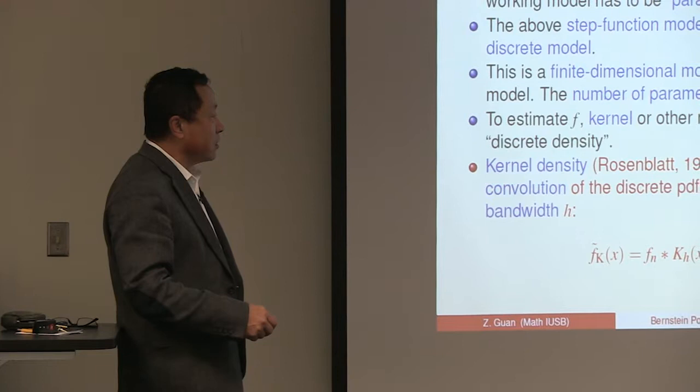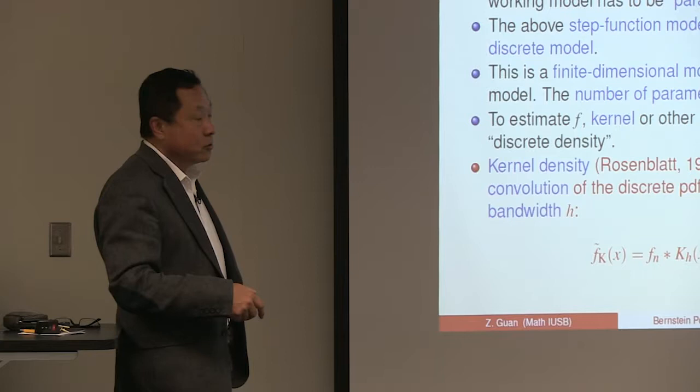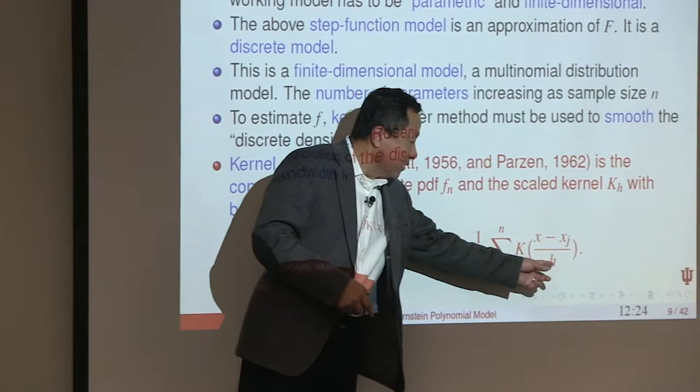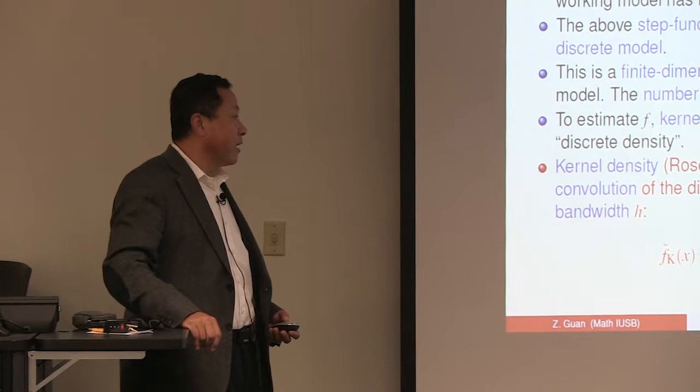You're actually estimating the convolution of the true density f and this k sub h. So you are not estimating the true f. Right? But of course, if the sample size is very large, and the bandwidth h is very small, then you still get a very close estimate to the true density f, right?